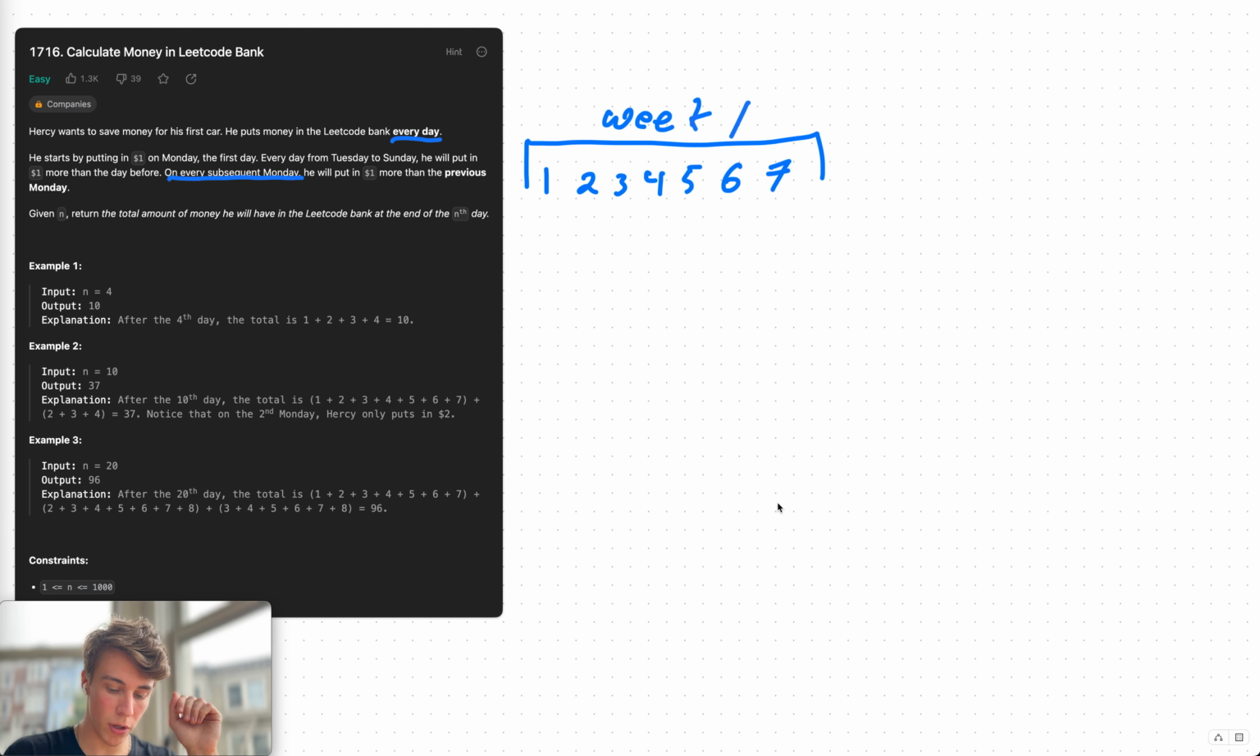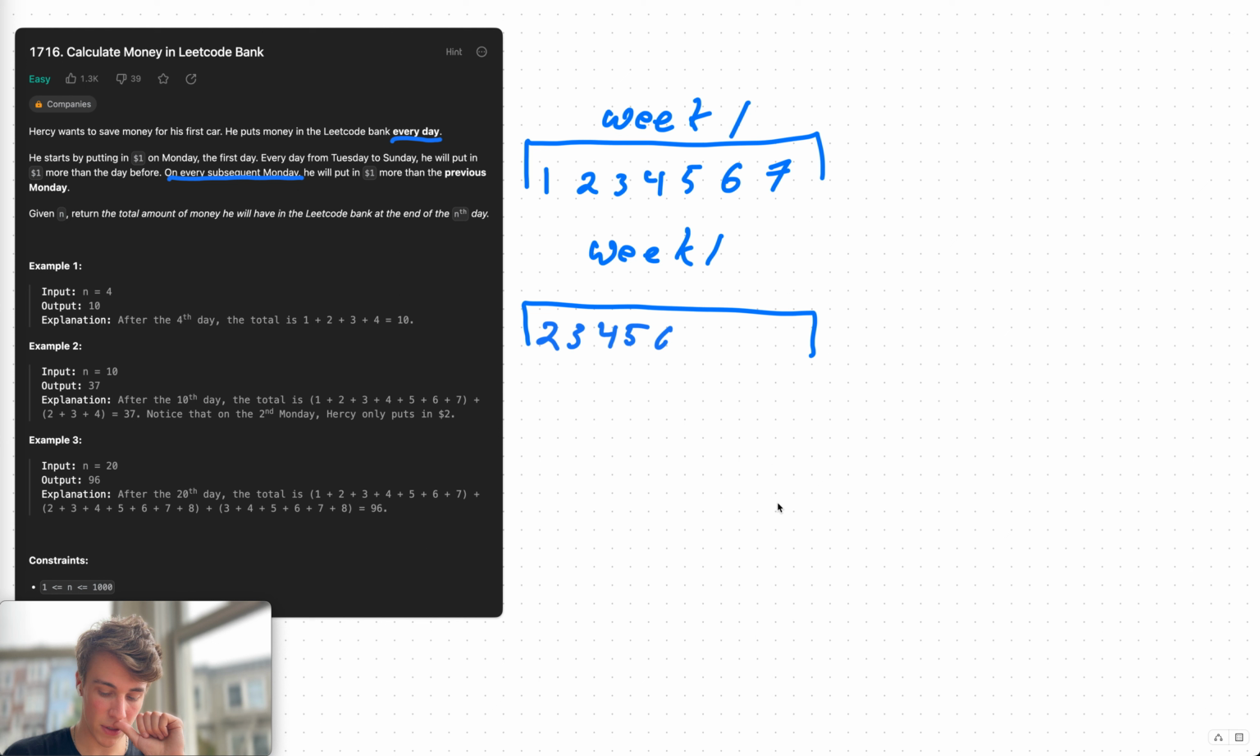What does week 2 look like? Well, week 2 doesn't continue from 8, right? It starts from 2 and goes up to 3, 4, 5, 6, 7, and 8. So this is week 2. You can see the pattern here. There are little spikes, there's increases in the amount that he puts down throughout the week, but it resets to a smaller amount each subsequent week.